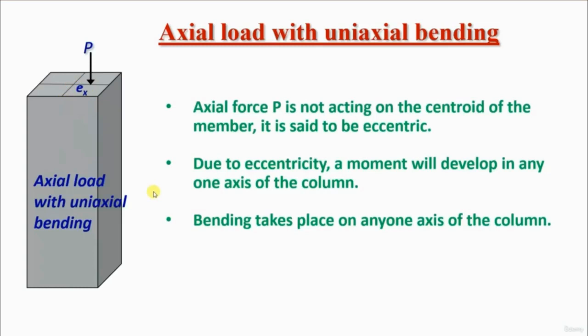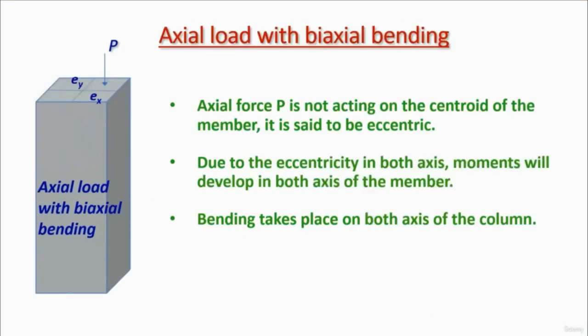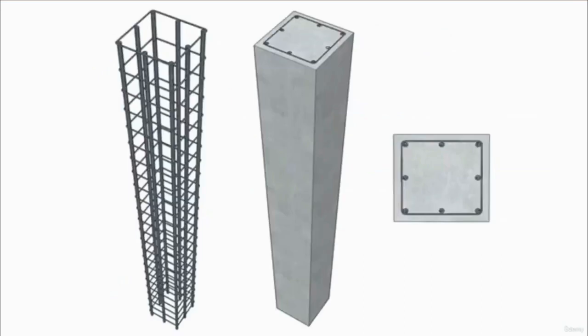Next one is axial load with biaxial bending. That is what we are going to see now. Biaxial bending means the load will act away from both the axes, that means the X axis as well as the Y axis. You can see here this load is acting away from the X axis as well as the Y axis. The axial force P is not acting on the center of the member. So that is eccentric. Due to this eccentricity in both the axes, moment will develop in both the axes of the member. So in biaxial bending, the bending takes place on both the axes of the column.